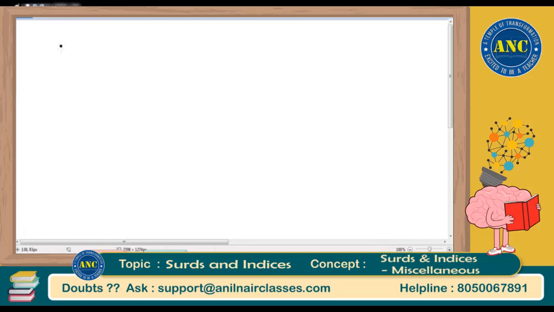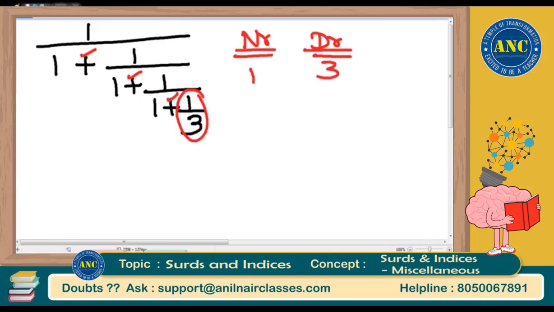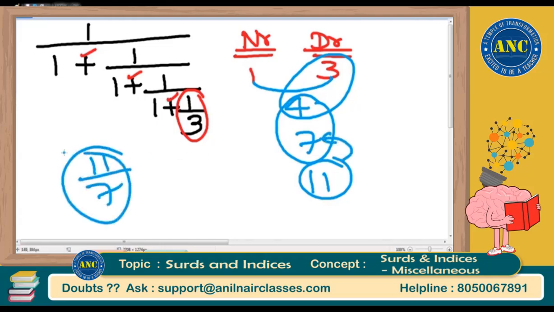Suppose another question for your better understanding. See here, sir. 1 divided by 1 plus 1 by 1 plus 1 by 1 plus 1 by 3. Now see here, same logic. Let me tell the answer very fast for you people. Plus is written 3 times, so you should add 3 times. Last fraction is 1 by 3, so numerator is 1, denominator is 3. Add 3 times over. 1 plus 3 is 4. 4 plus 3 is 7. 7 plus 4 is 11. 3 times added. Last term divided by last but one. Answer should be 11 by 7.